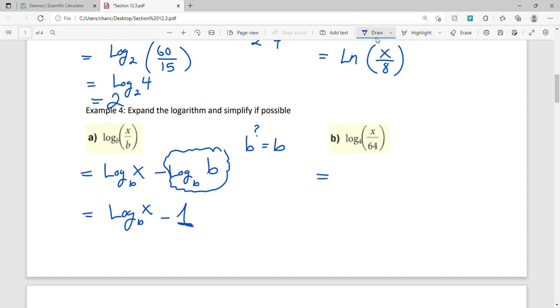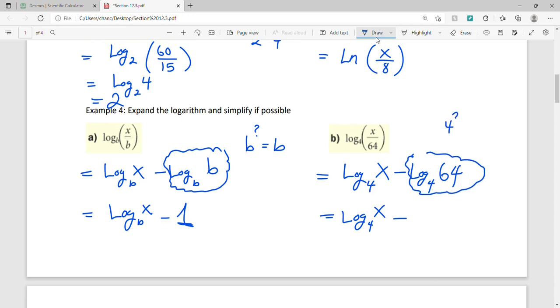In part B, I'll use the quotient rule. We'll say log base 4 of x minus log base 4 of 64. The left side cannot be simplified, but the right side can. 4 to what power gives us 64? I know 4 cubed gives us 64, and that means log base 4 of 64 is 3.